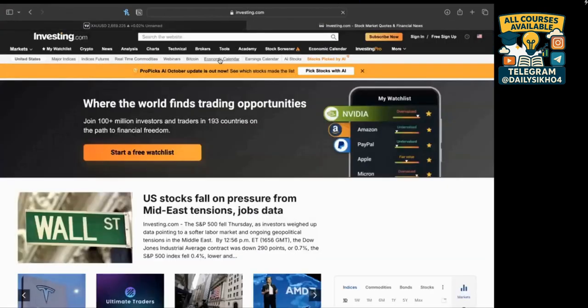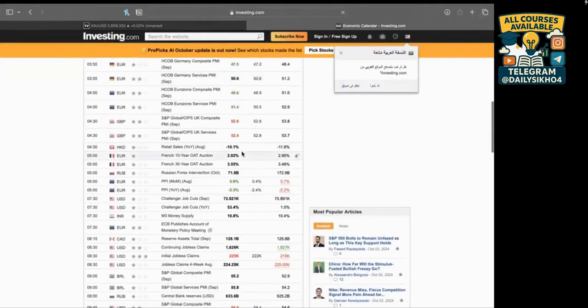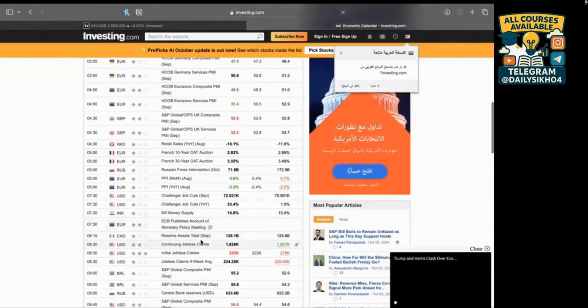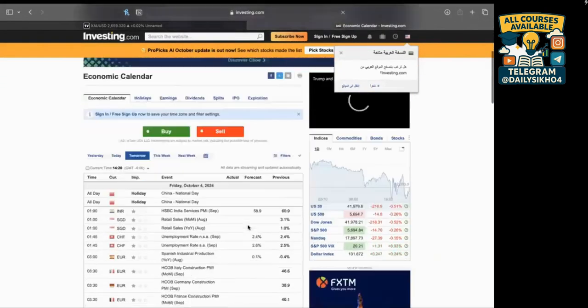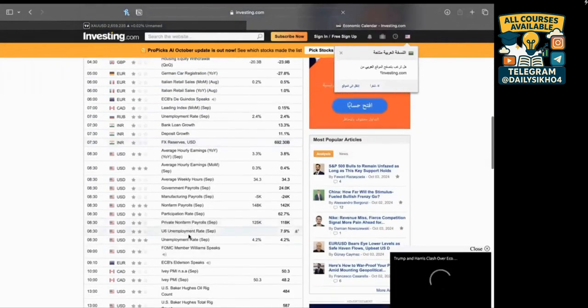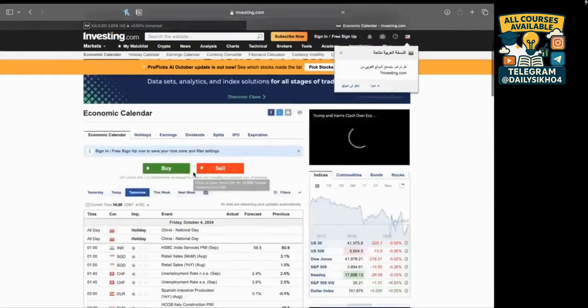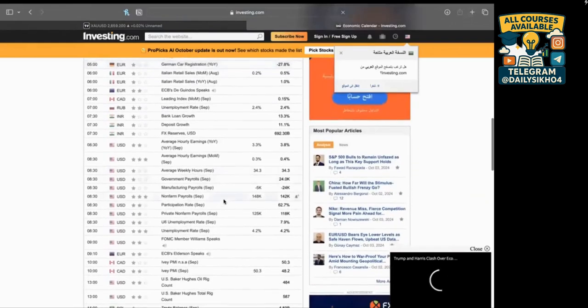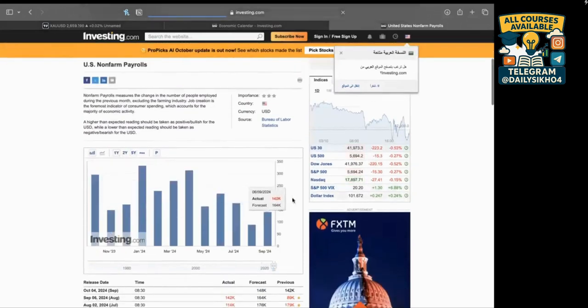First of all, I'm going to go to the economic calendar, investing.com. Then I am going to go to tomorrow. Tomorrow has NFP. There we go, NFP. So when you click on this news, you see a chart, and on it you have to click 1 year.